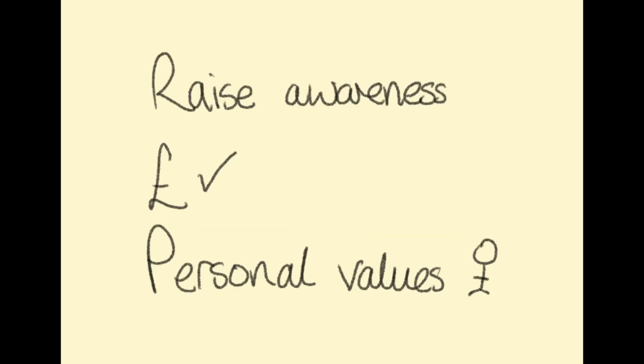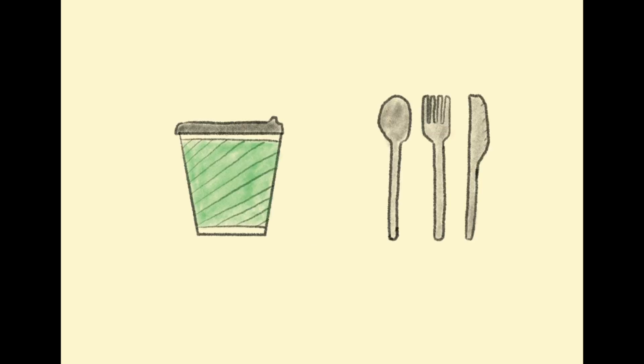Nudges can be beneficial as they work better than raising awareness, can be cost effective, and allow people to work through their personal goals. Making sustainable options the default is a nudge to increase sustainable behaviour, such as making plant-based food options the main dish in cafes and restaurants, or a cafe offering a small discount for bringing in your reusable cup or cutlery.